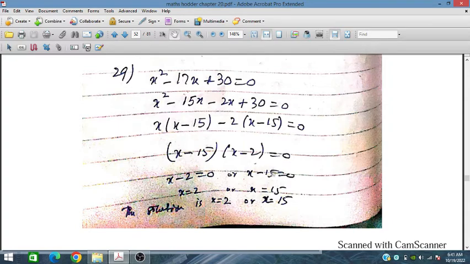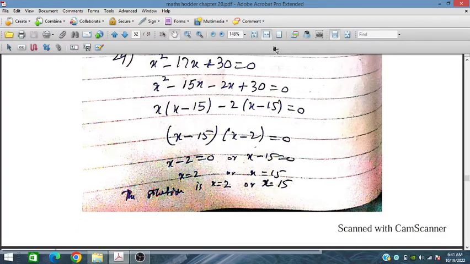x minus 2 is equal to 0, x minus 15 is equal to 0. So x is equal to 2, x is equal to 15. The solution is x is equal to 2 or x is equal to 15.